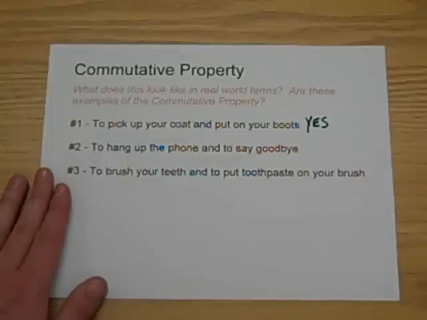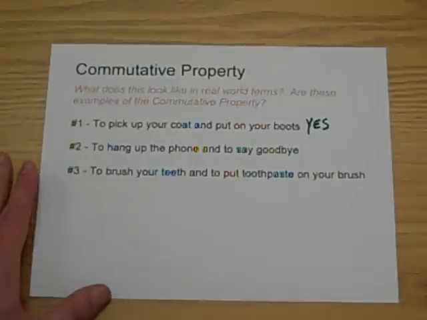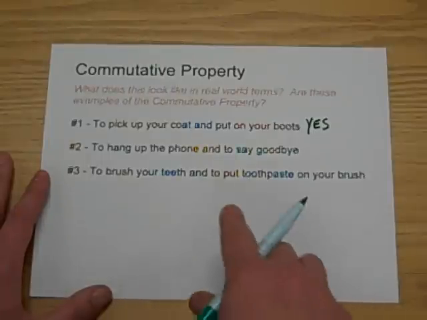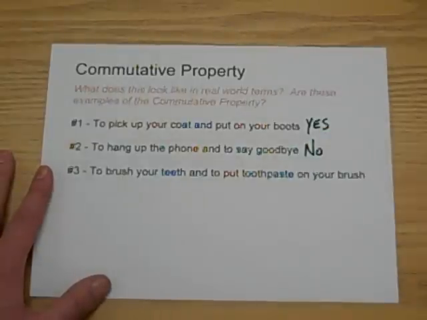All right, number two, hang up the phone and say goodbye. Well, let's imagine you're talking to your grandmother, and you hang up the phone, and then you say goodbye. Well, the next time you talk to her, she might be upset at you because you didn't say goodbye. So if you say goodbye and then hang up the phone, you get a completely different outcome. So in this case, the order does matter. So this is not an example of the commutative property.